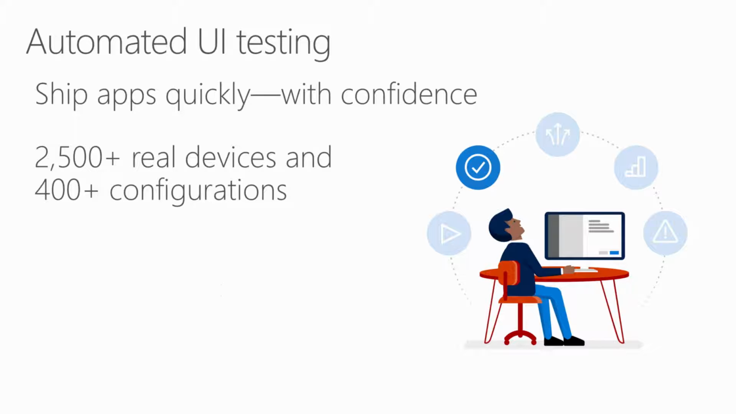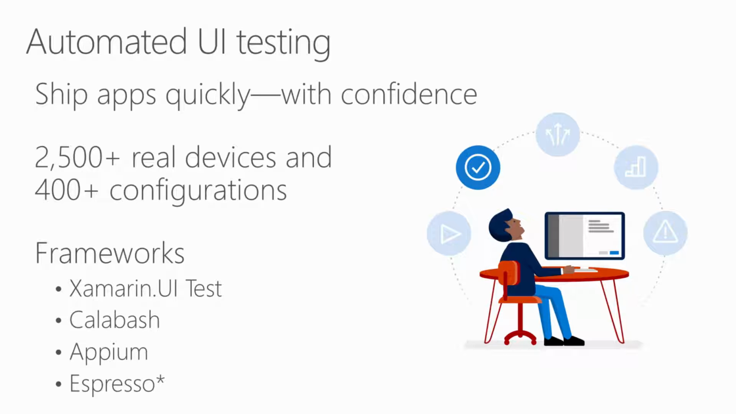And you can use multiple frameworks to build these automated test scripts. Things like Xamarin UI Test, which I'll use today, which is C# driven, or Calabash, Appium, or Espresso. These are different frameworks that are available inside of Mobile Center that you can build user interface scripts with.